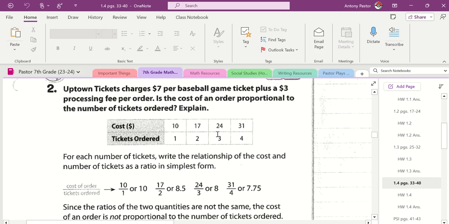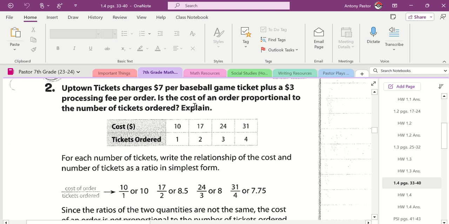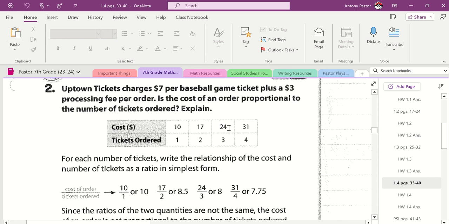Let's do another example. Uptown Tickets charges $7 per basketball game plus a $3 processing fee per order. Is the cost of an order proportional to the number of tickets ordered? Explain. So again, 1 ticket ordered would cost $7 plus $3, which would be $10. 2 tickets ordered would be 7 times 2, which is 14, plus $3, which is $17. 3 tickets ordered would be 3 times 7, which is 21, plus the $3 charge, which is 24.